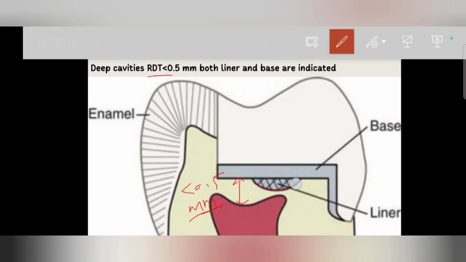So this one is the liner, this one is the base, and this one is the restoration. So this is where both liner and base are used.